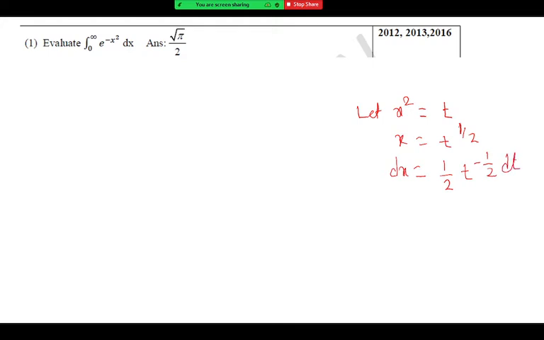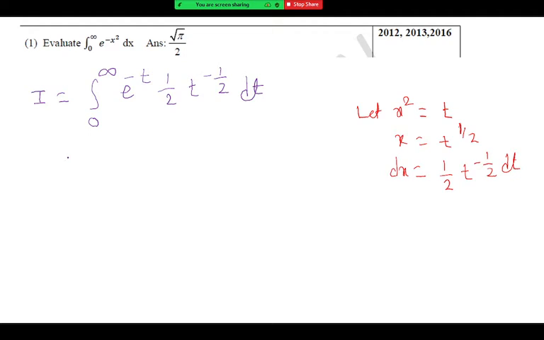Can anyone tell about the limit? Can limit remain the same or different? So it remains the same, correct. If x is 0, you'll observe t is 0, and when x is infinity, t is infinity. So from the substitution only, the given integral I will become, in the variable t now, integral 0 to infinity e raised to minus t, and the value of dx is 1 by 2 t raised to minus half dt.